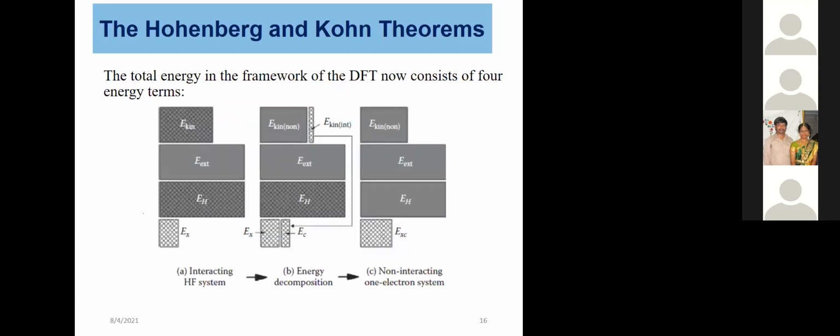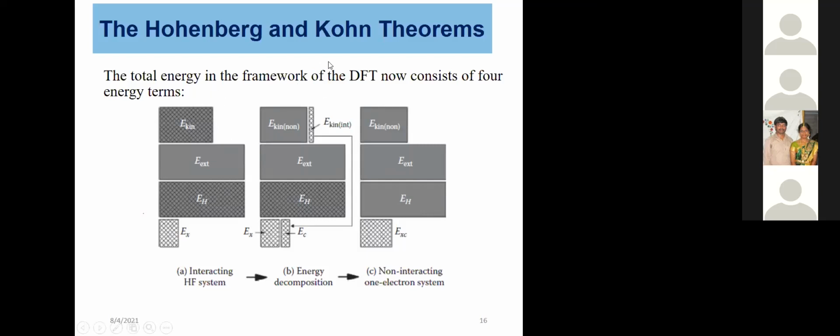So if you see from the picture representation, on the left hand side we have all those four terms: the kinetic energy of electrons before the assumption of Hohenberg and Kohn and Sham, and we have the external potential, the Hartree energy, and the exchange energy. So this picture is represented in the Hartree-Fock method.